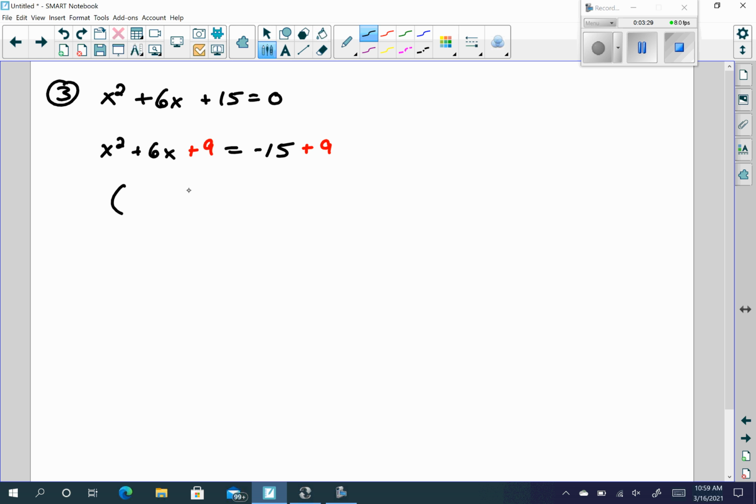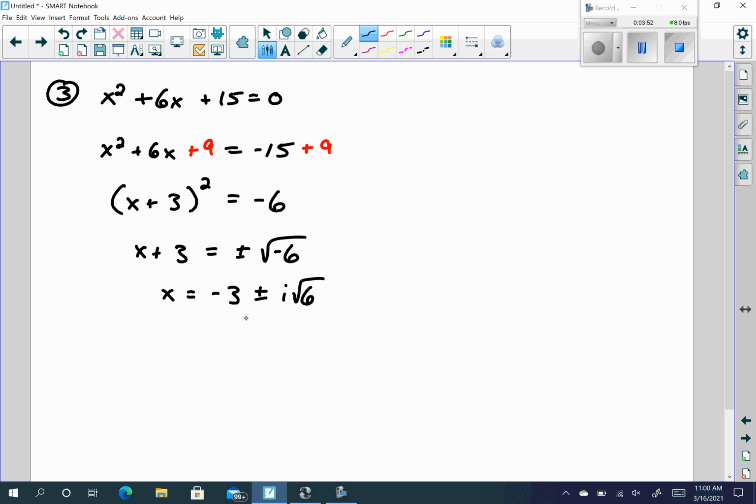Then I'll factor our perfect square trinomial. Again, everything's positive, and then the square root of 9 is 3, and then we'll get a negative 6 over here. We'll take the square root of both sides. We'll get x plus 3 equals plus or minus the square root of negative 6. We'll subtract the 3, so we get a negative 3 plus or minus. Now this negative needs to come out, so we get plus or minus i radical 6, and that's our answer.